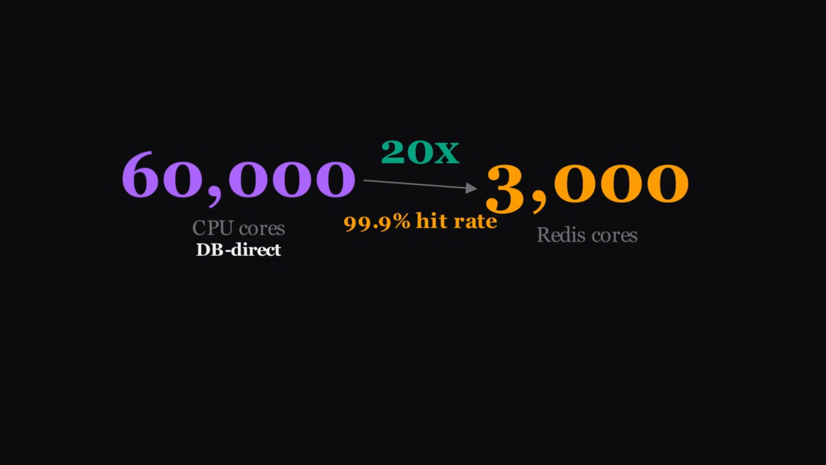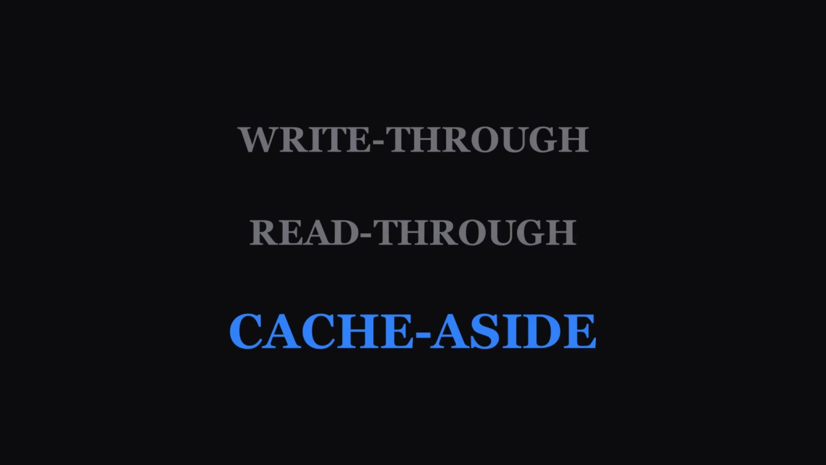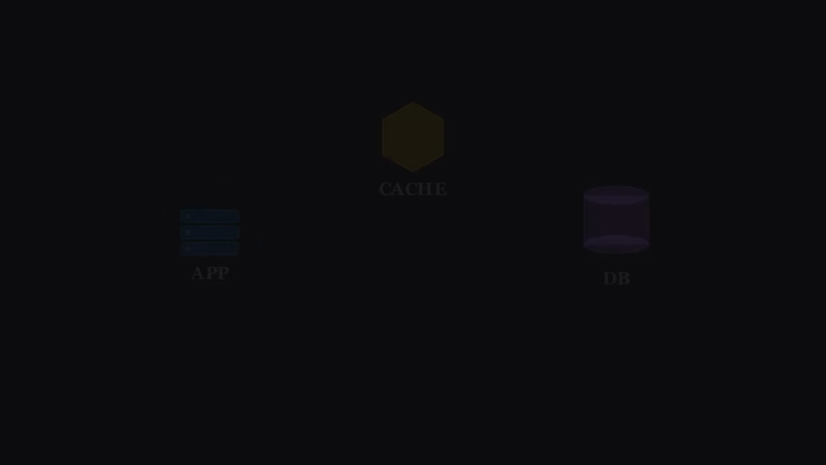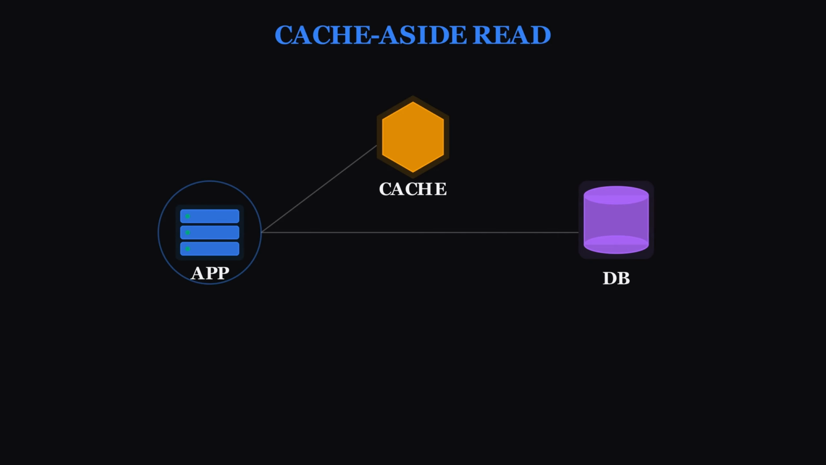Now, here's the part most explainers skip. The pattern Uber uses to do this isn't the simplest one, it's the one that puts the most work on the application. It's called cache aside, and there's a reason production picks it over the alternatives that look easier on a diagram. 3 patterns. They look almost identical on a whiteboard, but one of them owns a problem the other 2 pretend doesn't exist. By the end of this video, you'll know exactly which races break which pattern and why write-through doesn't always mean what you think it means.